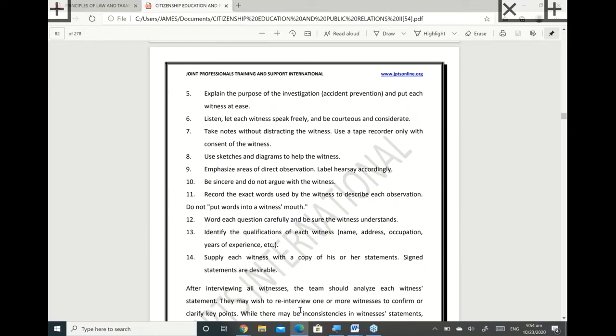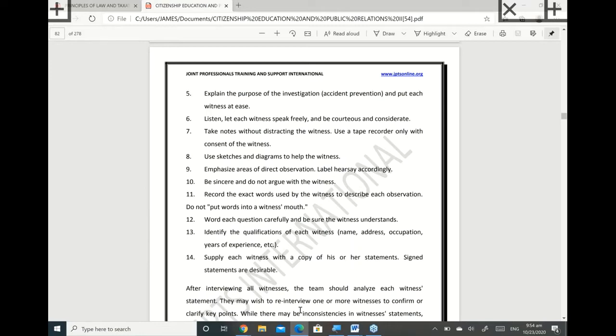Involve people in, take them to court or to sell, but just a witness to them. Now, 6, let each witness speak freely and be courteous and considerate. You let the witness speak. Don't speak into their mouth. If you're asking a question, let it be a direct question that they can answer, because people may not answer when you are talking. They may just look at you, wondering what question he is asking, then ignore you. Step 8, use sketch and diagram to help the witness.